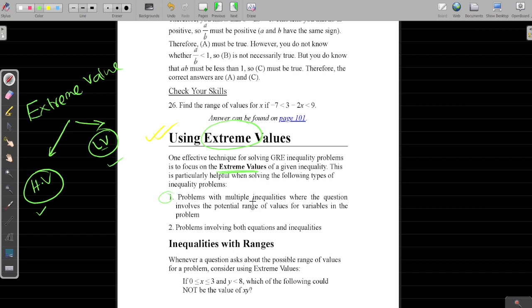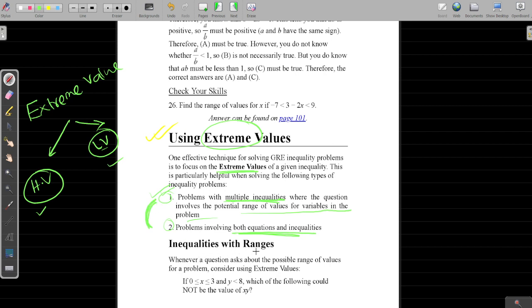Problems with multiple inequalities, where the question involves the potential range of the values for a variable in the problem. We'll see an example of this later. Next, number two: problems involving both equations and inequalities. Yes, we'll give an example based on this.